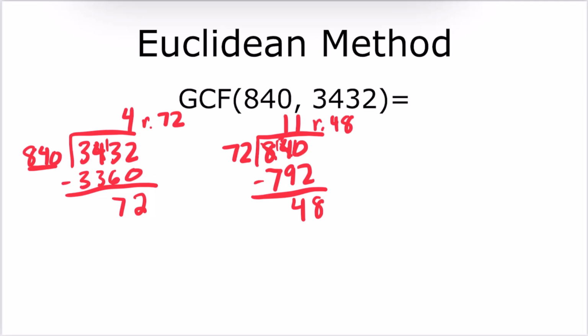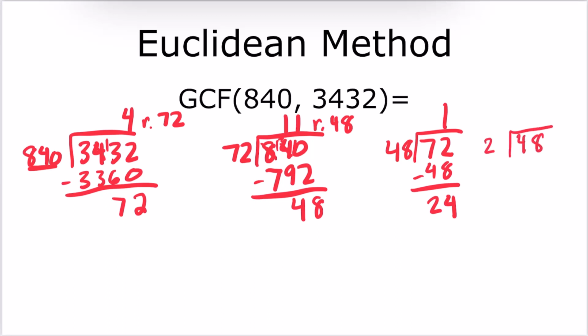Then I do the process again, and I divide 72 by the remainder, which was 48. 72 divided by 48 is 1, and 1 times 48 is 48. I subtract that, and 72 minus 48 equals 24. Then I repeat the process again and do 48 divided by 24, which gives me exactly 2 with no decimals. We can test that because 2 times 24 is 48, and when I subtract that, I have no remainder.